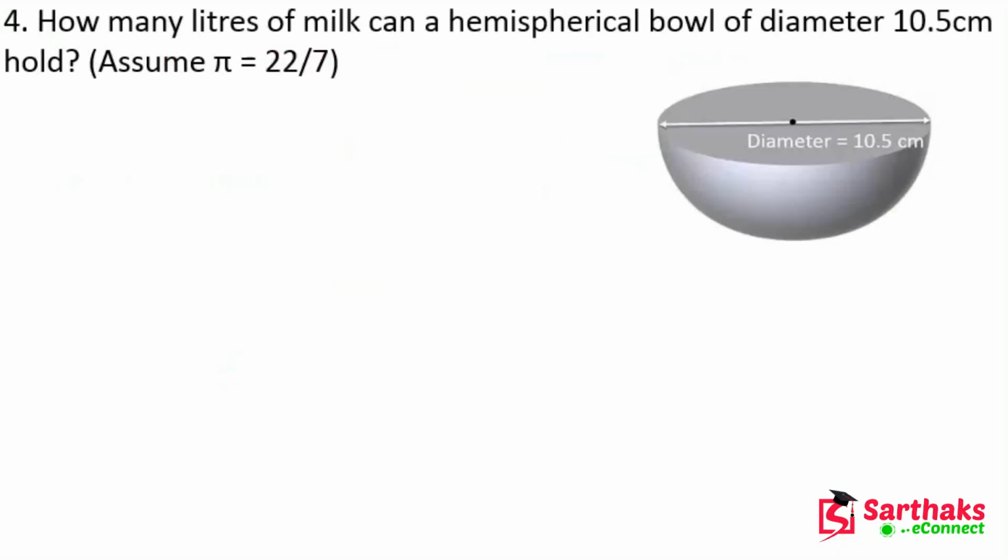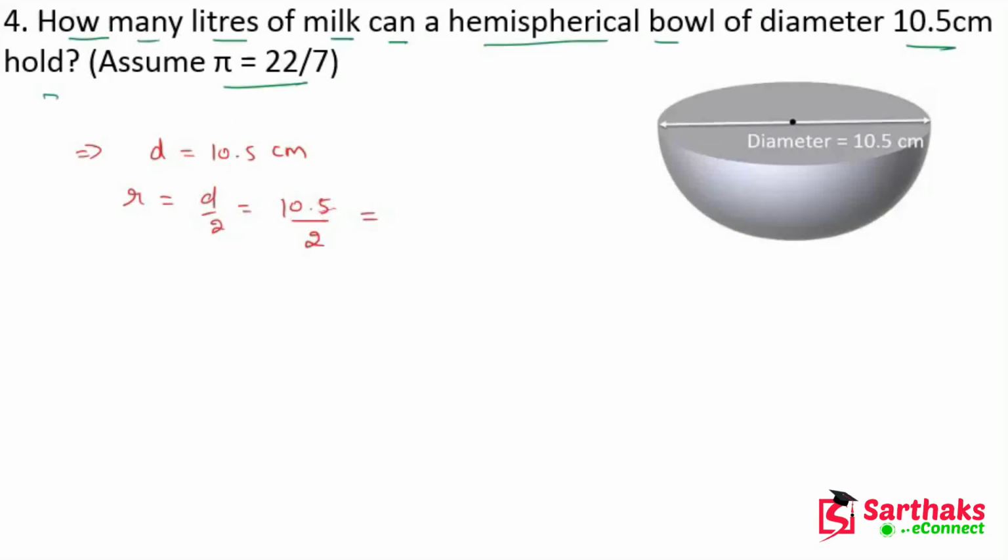Okay, yes, so now the next question is: how many liters of milk can a hemispherical bowl of diameter 10.5 centimeter hold? Now here we can take pi is equal to 22 upon 7. So this is very easy, my dear friend. Here you can see we have diameter is equal to 10.5 centimeter. So we can find r, which is d upon 2. So this is equal to 10.5 divided by 2. So this will be what? 5.25 centimeter.